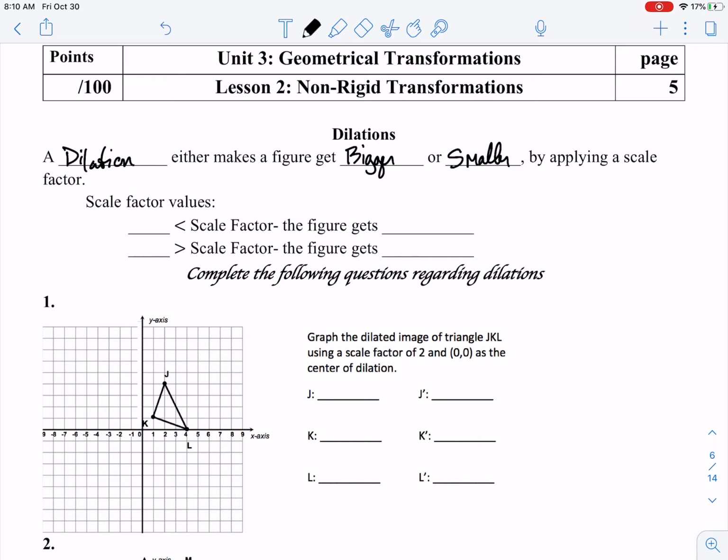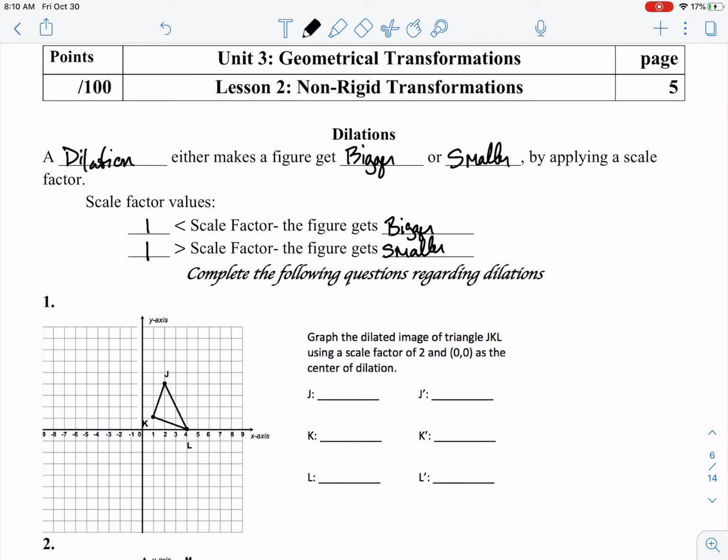Okay, so again, we are based off of the number 1. If your scale factor is greater than 1, the figure gets bigger. And if your scale factor is less than 1, your figure will get smaller.